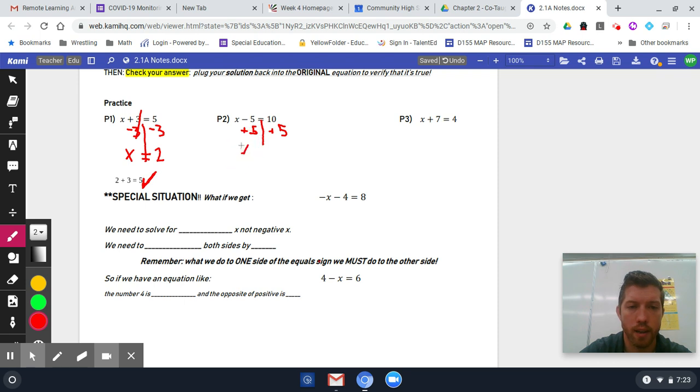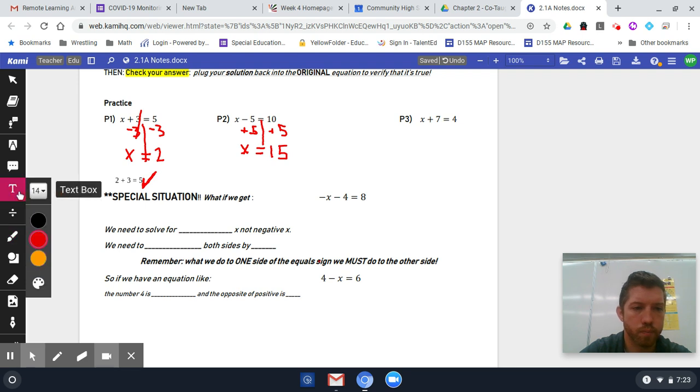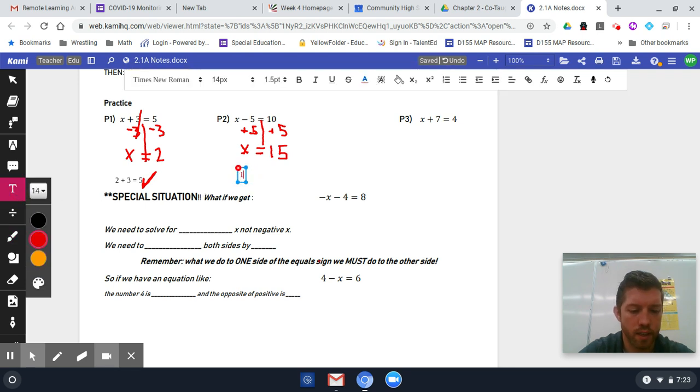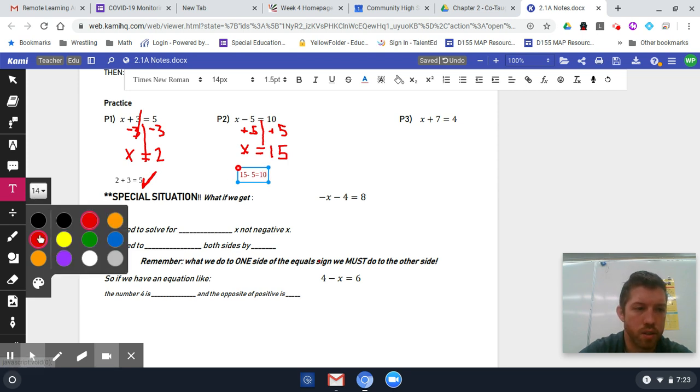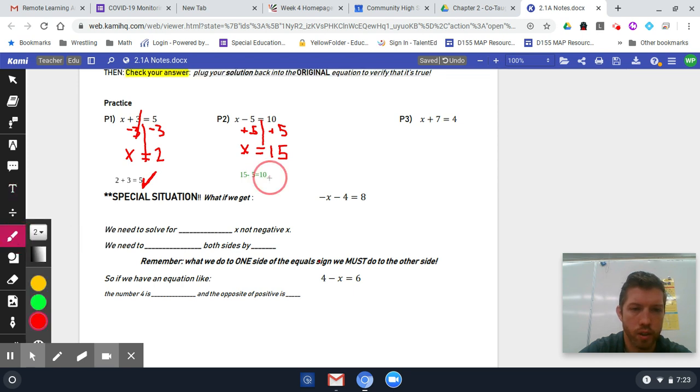So we're left with x equals 10 plus 5 is 15. All right, now we'll double check that answer. Does 15 minus 5 equal 10? And 15 minus 5 does equal 10.